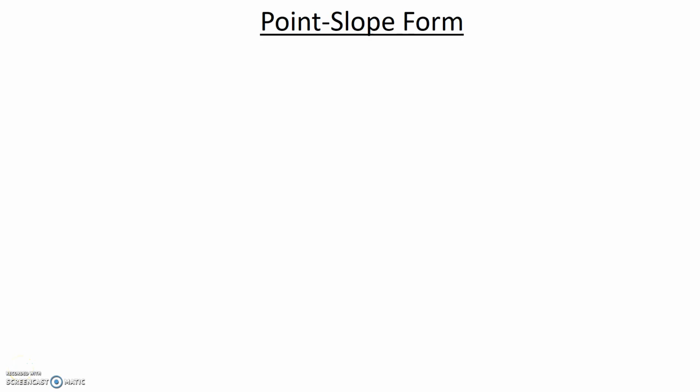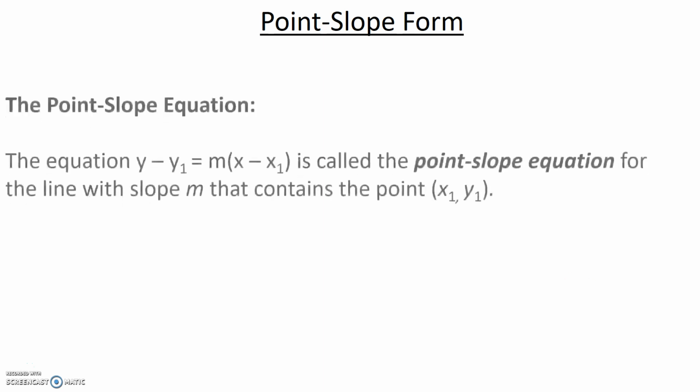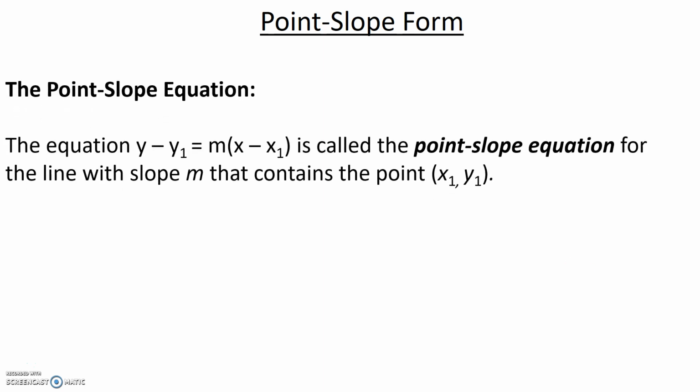In this video, we will learn to write the equation of a line in point-slope form, then rewrite it in slope-intercept form. The point-slope equation. The equation y minus y1 equals m times x minus x1 is called the point-slope equation for the line with slope m that contains a point x1, y1.